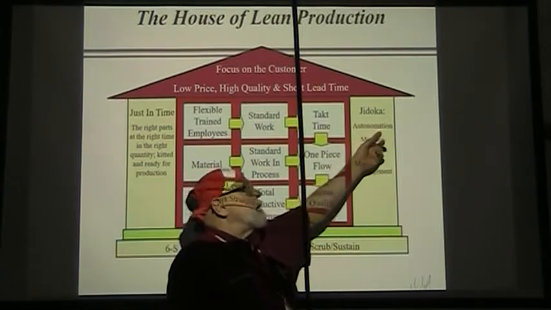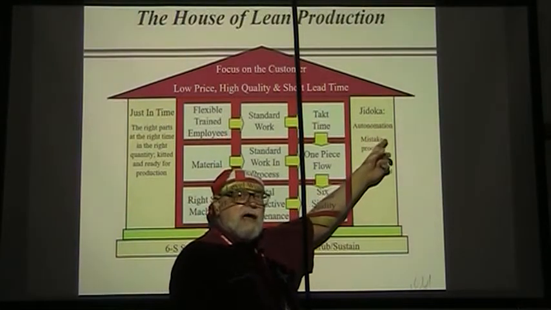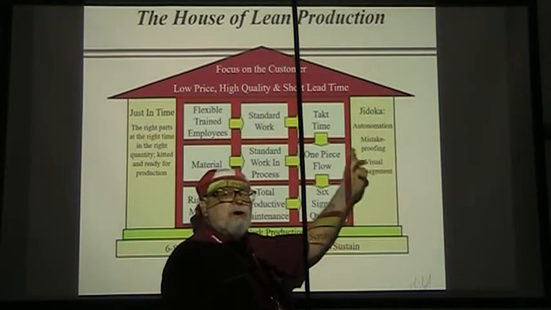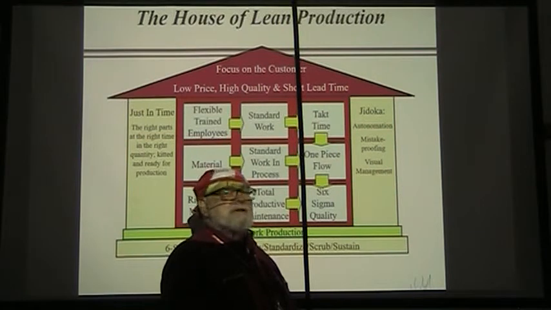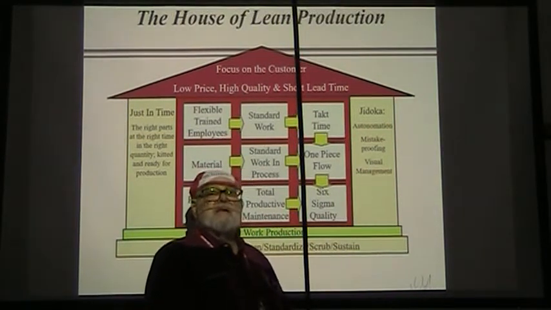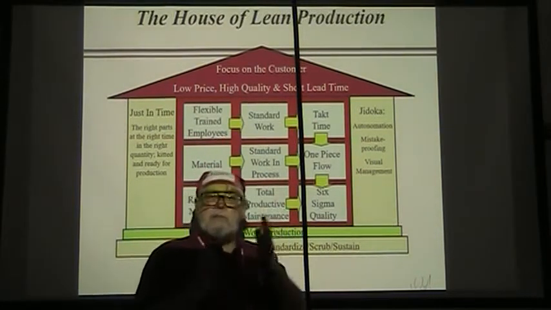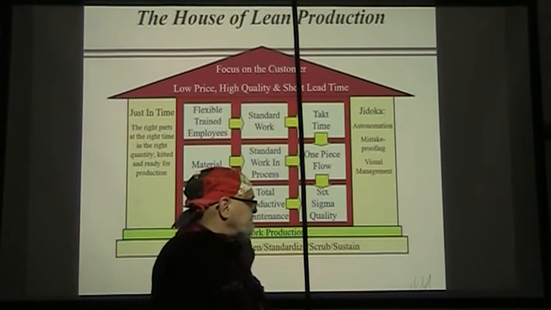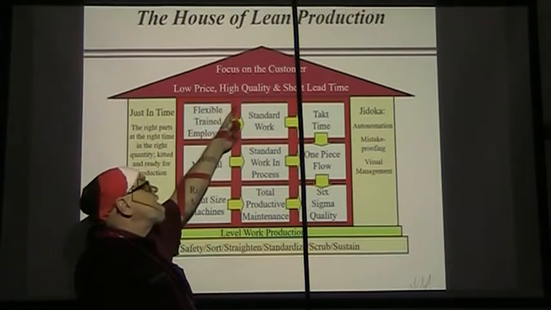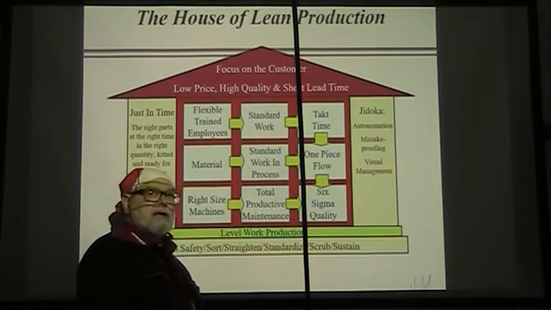So the idea of automation, that a machine stops itself if it's making a mistake. Mistake proofing, making things so that we can't make a mistake. And visual management, being able to find things easily because we have labeling, we have places those things should go. And of course that holds up our roof, which is focus on the customer. We want low price, high quality, and a short lead time.